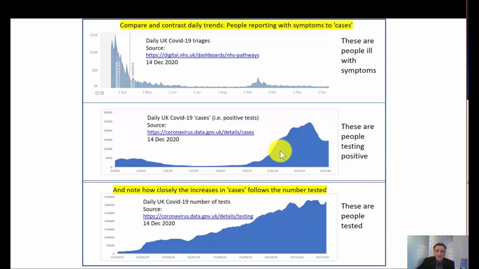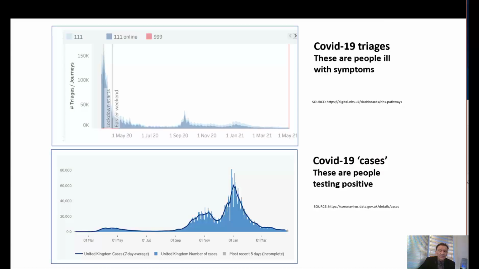So you've got this massive ramp up in cases, and this of course follows the massive increase in the number of people tested. And of course, it's this data which led to the second major lockdown, which we didn't really get out of until the summer of 2021. And incidentally, this difference continued.